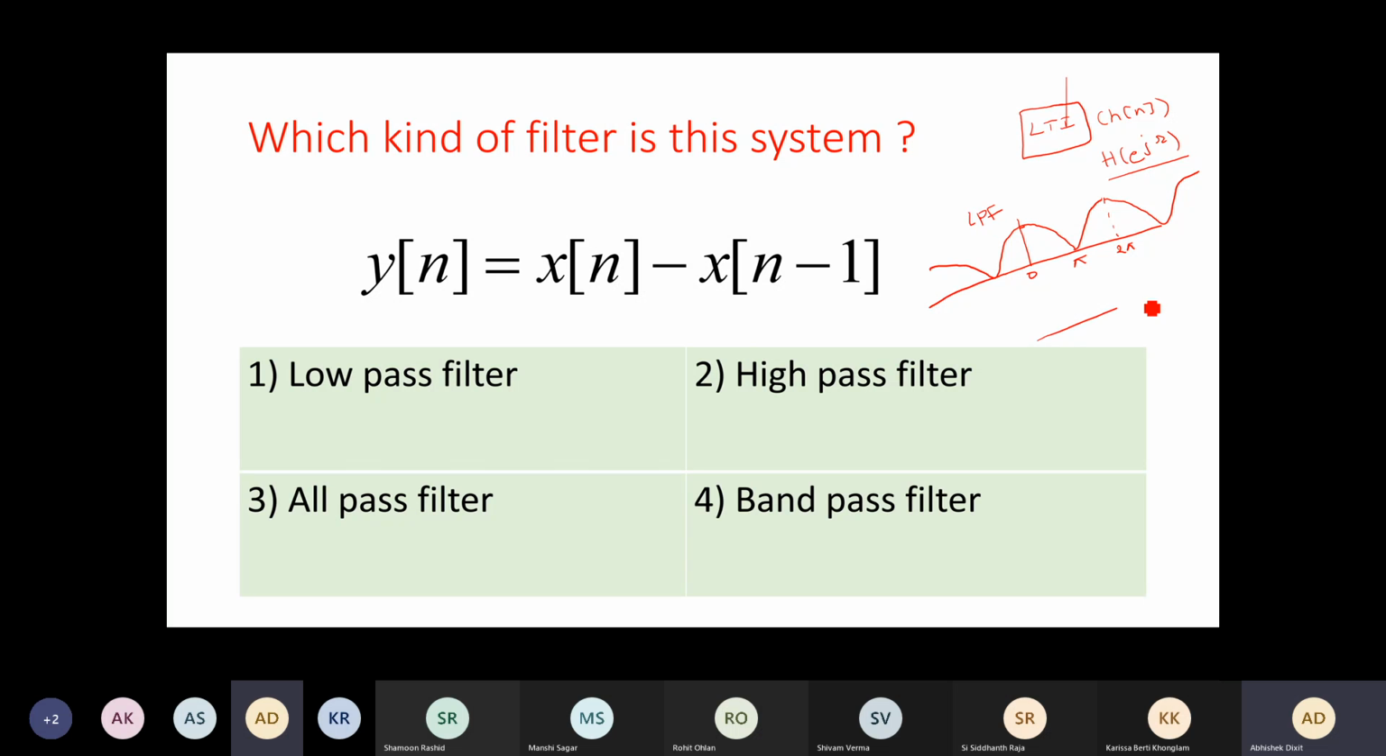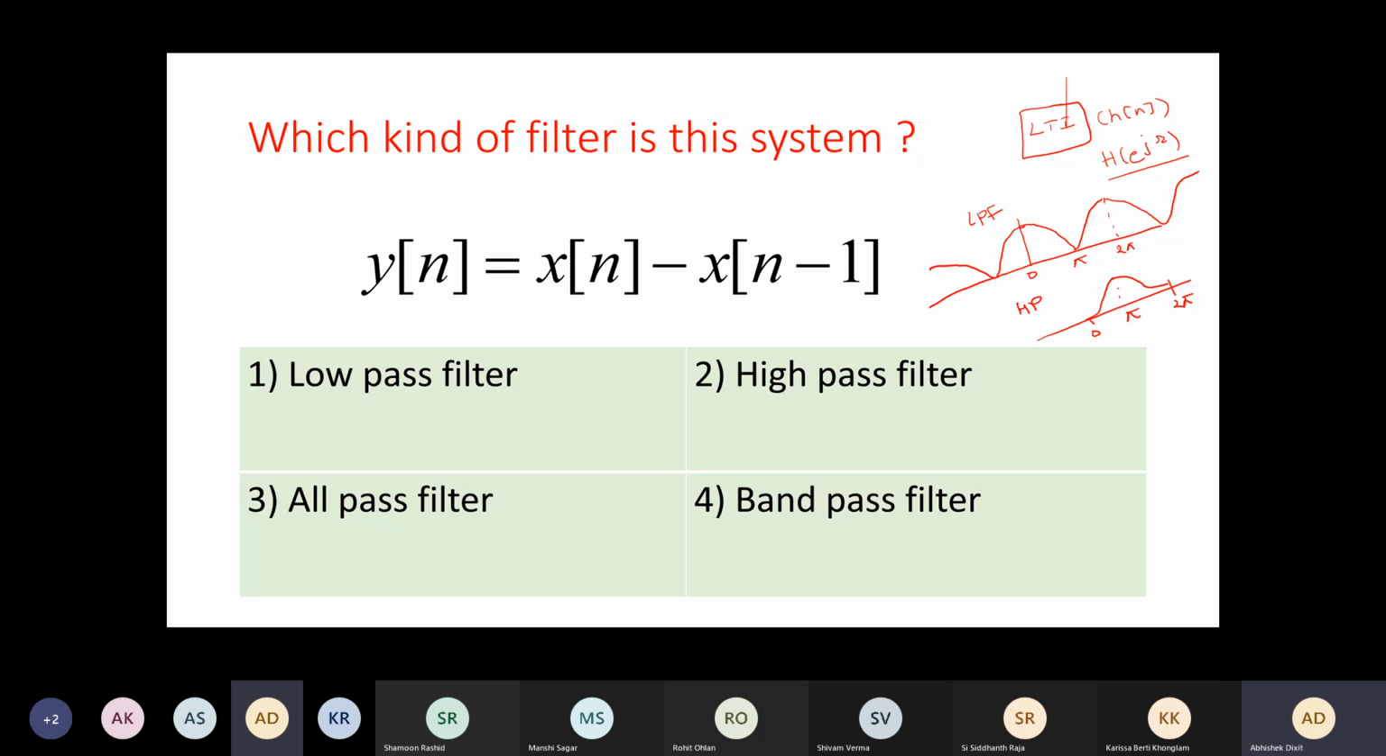Similarly, for high pass, the response will be something like this. So this is 0 and this is at pi, 2 pi, and again this is periodic, so it will repeat. So this is a high pass response. Similarly, you can think what would be a band pass response, or what would be an all pass response, and what would be a band stop response, right?